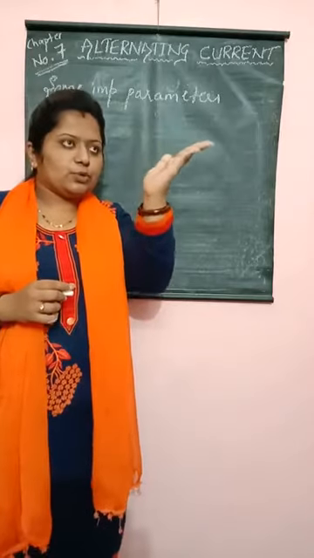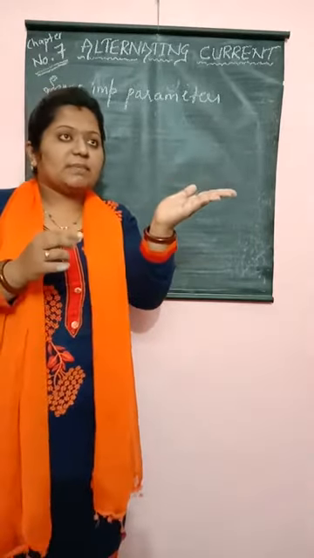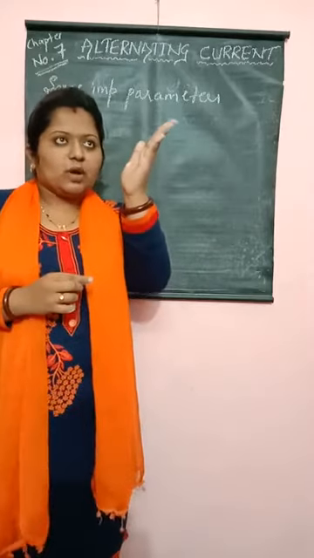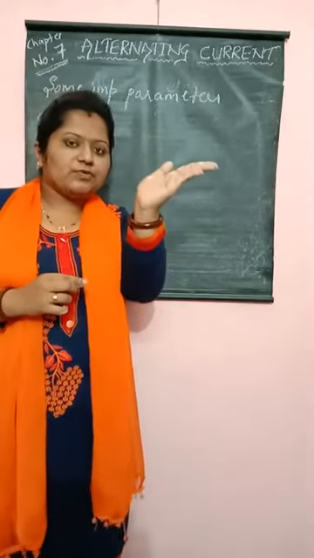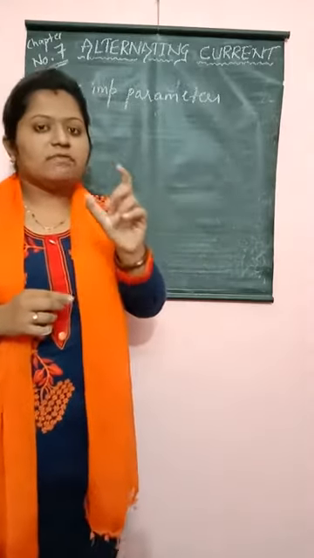1 to 2, 2 to 3. Equal parts you are having, no? So you can take them as phases also. 12 to 1 we have one phase, 1 to 2 we have one phase, 2 to 3 we have one phase, like that. So how can we define phase?